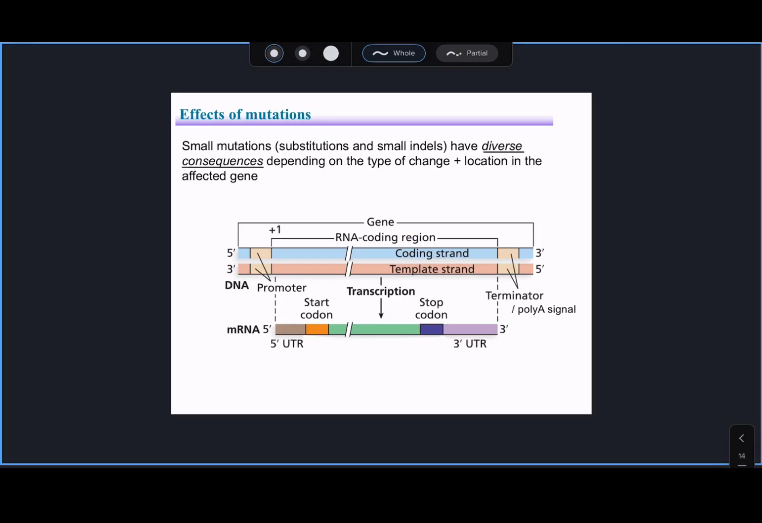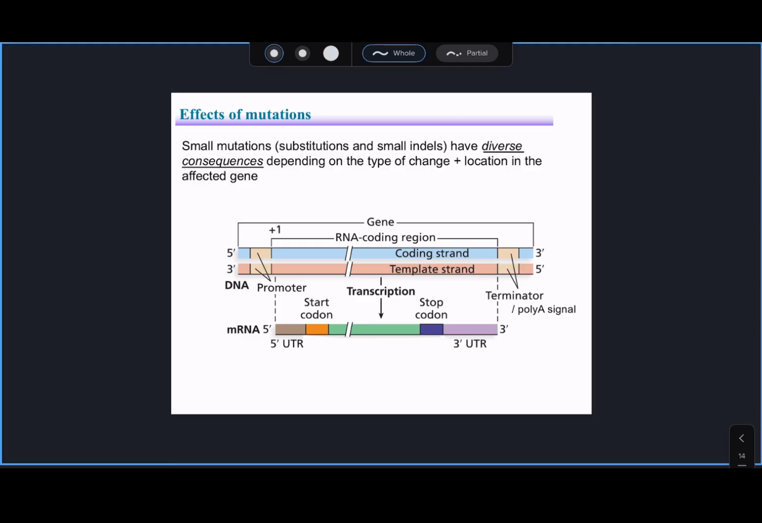Okay. So let's talk about what mutations do. We've talked about how they happen, but now let's take a look at what they do. Let's talk about the effects of mutations. So small mutations, these substitutions, point substitutions, so the small indels that I was mentioning before, have diverse consequences. And those consequences depend on the type of change. So are we talking substitution? Are we talking small indel? And also where they happen in the genome as a whole, but also within a gene.